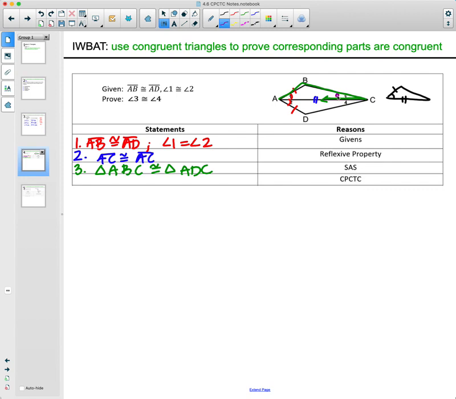What we're ultimately trying to do is prove that angle 3 is congruent to angle 4. Angle 3 is angle C in the top triangle, and angle 4 is angle C in the bottom triangle. Those are corresponding spots in our congruent statement. We can also think about flipping this triangle over on top of the other one, and those two angles would land on top of each other. So angle 3 is congruent to angle 4 because they are corresponding parts of two congruent triangles.